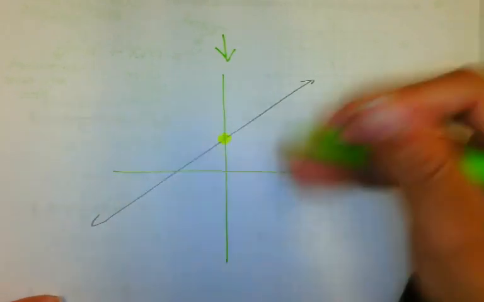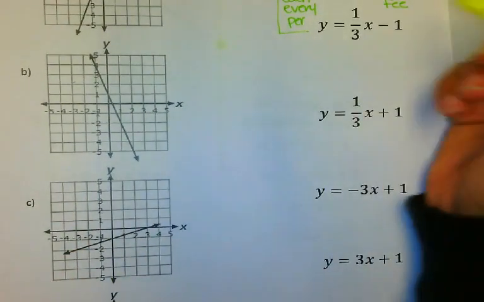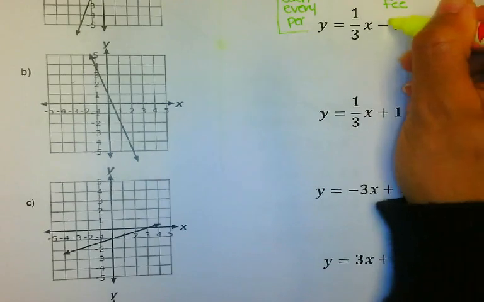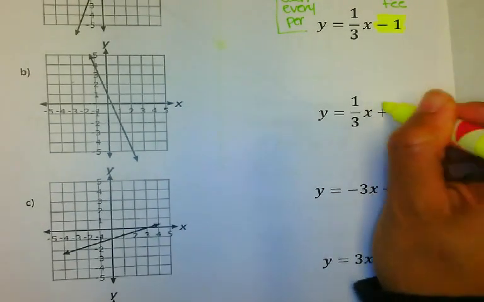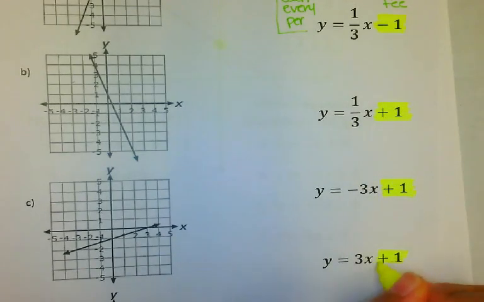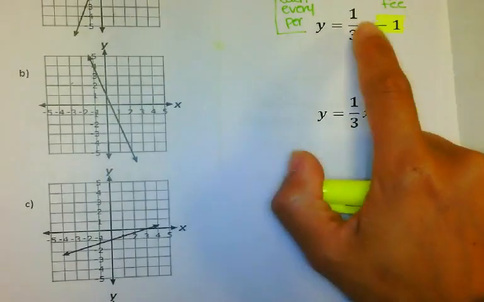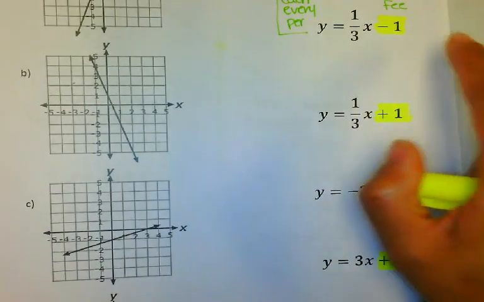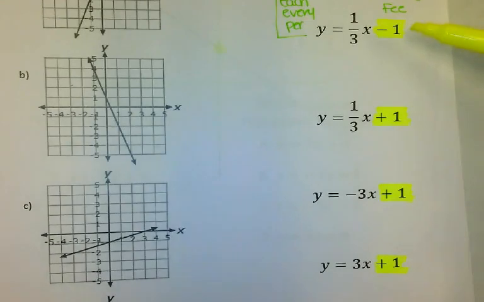Where does it touch the y, okay? So when we look here, it gives us a lot of information. My y-intercept here is -1. My y-intercept here, or my b, is +1. Here it's +1. Here it's +1. See if you can find the graph that matches with this, because it's at a b of -1. So pause the video, see if you can figure it out. If you notice, this one's the only one with -1.